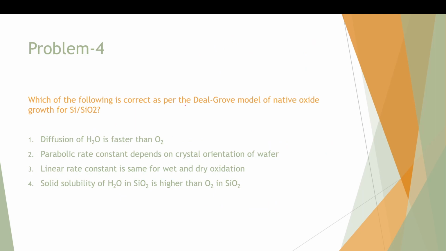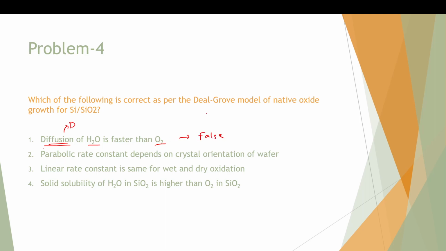Which of the following is correct as per the Deal-Grove model of native oxide growth in silicon dioxide and silicon? Okay, so diffusion of H2O is faster than O2. Diffusion basically depends on the diffusivity or diffusion coefficient D, and it's known that the diffusion coefficient of oxygen is higher than H2O. So diffusion of H2O is faster than O2 is a false statement.